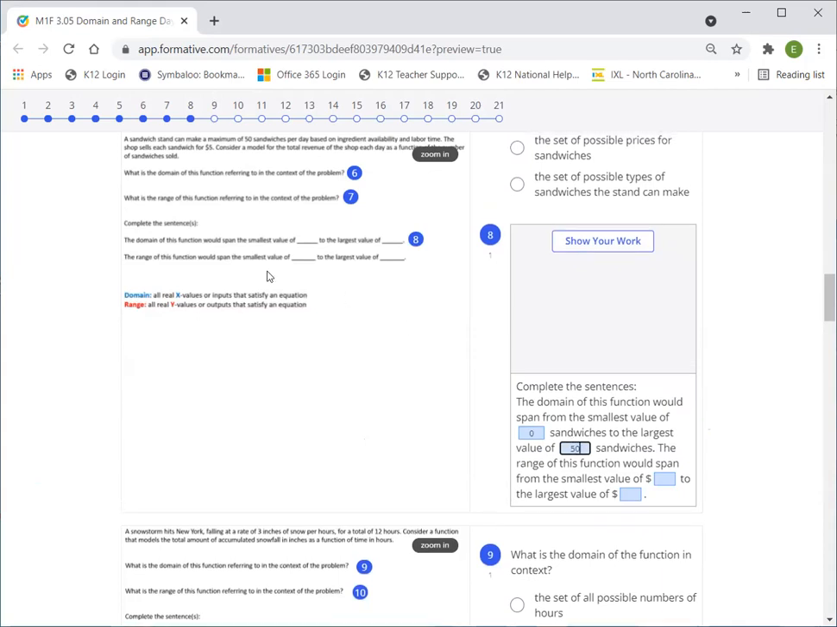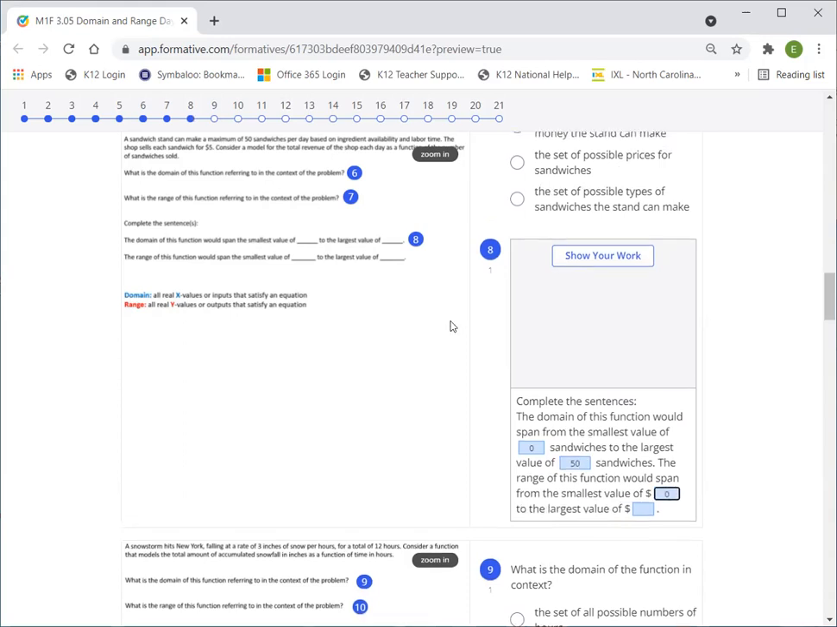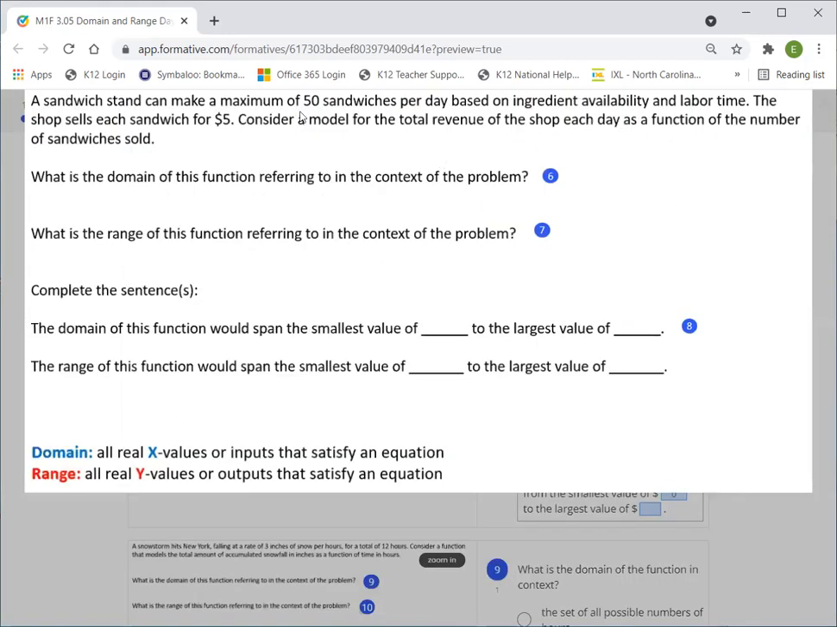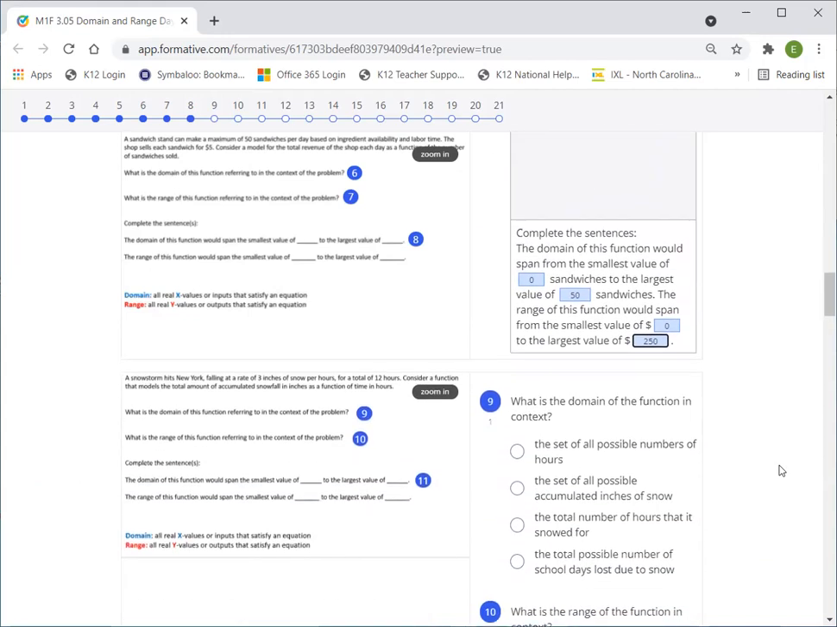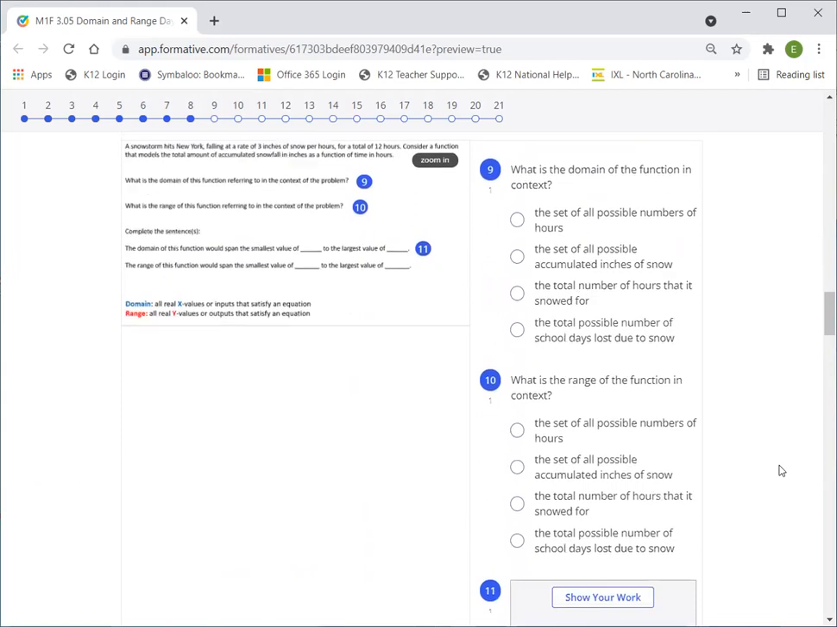Then the lowest amount of money we're going to make for the sandwiches, well, if I make 0 sandwiches, I'm going to make $0 during that day. And then we can make up to 50 sandwiches, and we know each of them is sold for $5. So if I take 50 times that $5, that gives us 250 would be the most money I can make during that day. And you could show your work in that spot if you'd like.